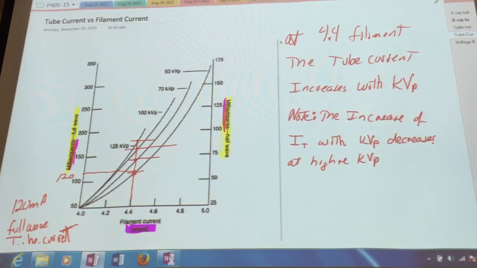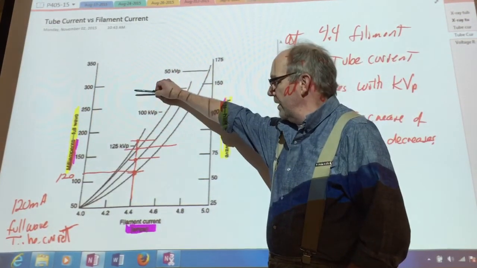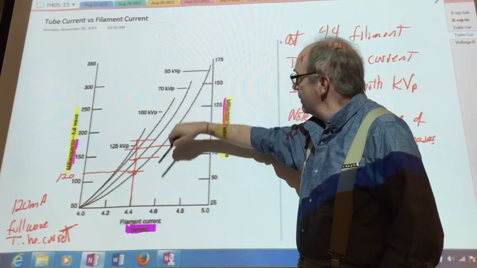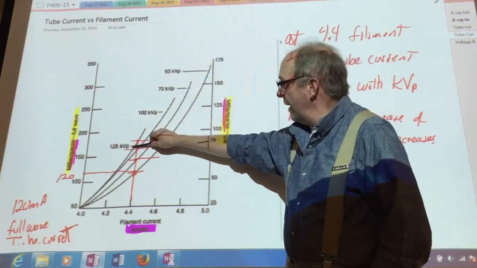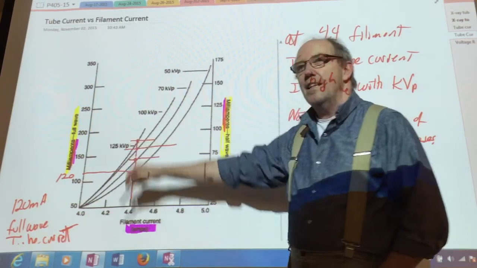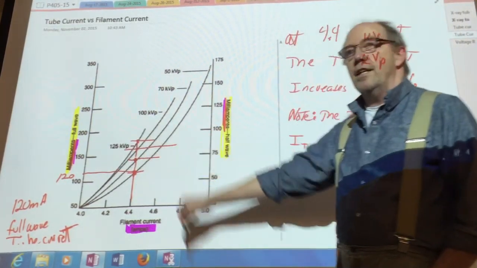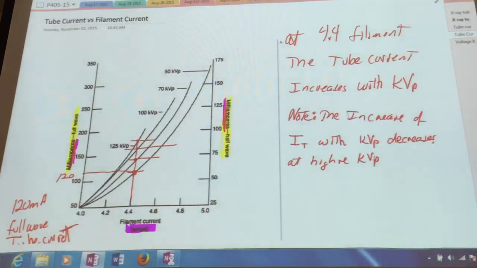Yes, I have a question. Go. So what you were talking about, the emission limited and the space charge limited on this graph, how do you tell? Basically higher, where the kVp lines get closer and closer together, that's where you're in the emission region. And then there's very little change in the tube current after that.